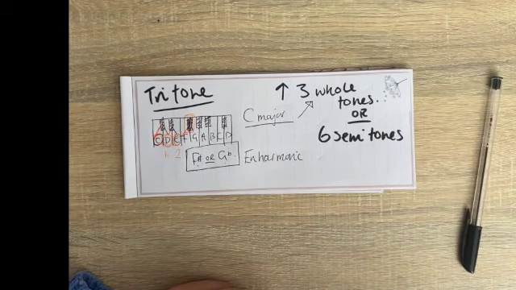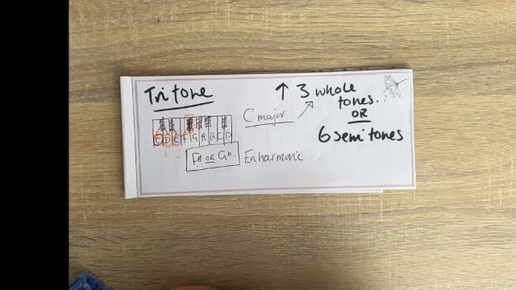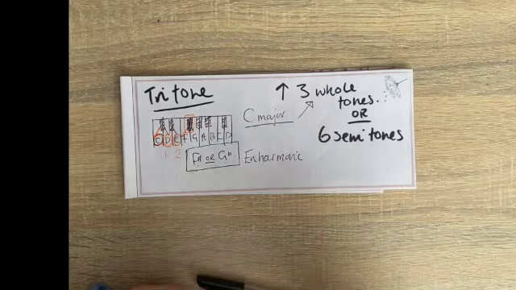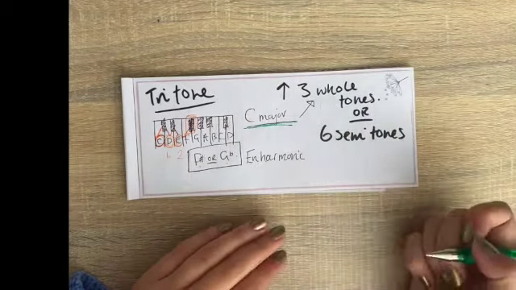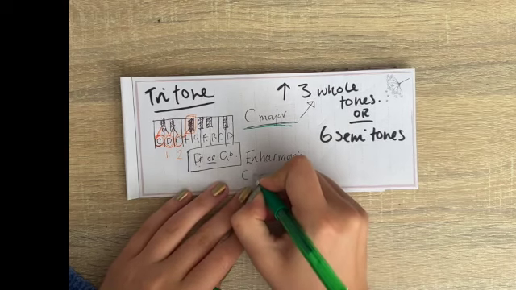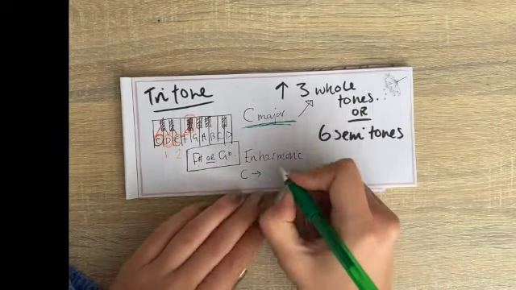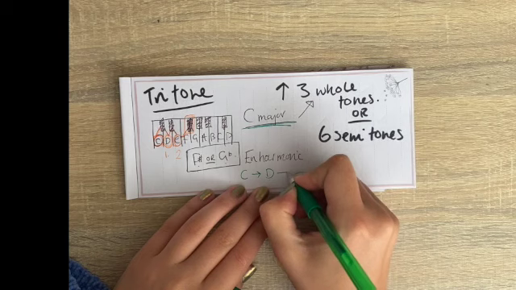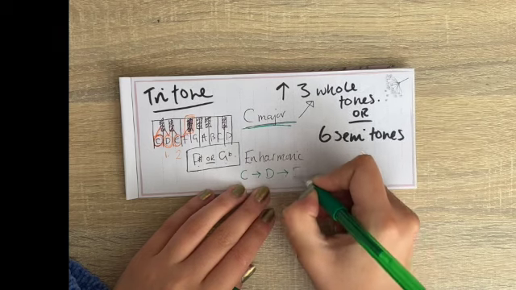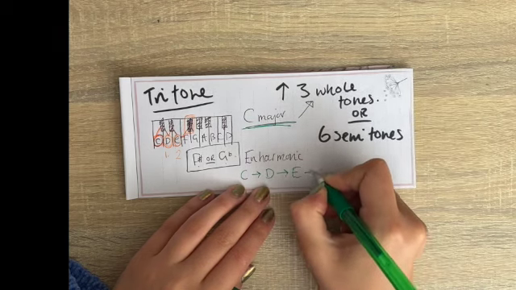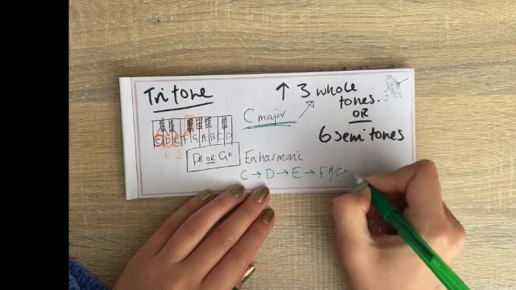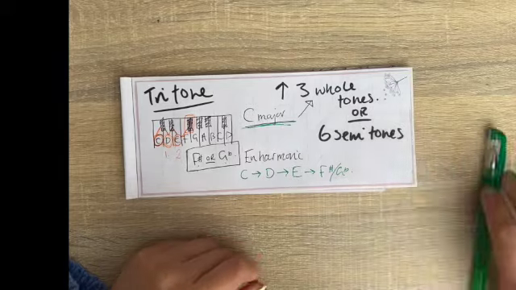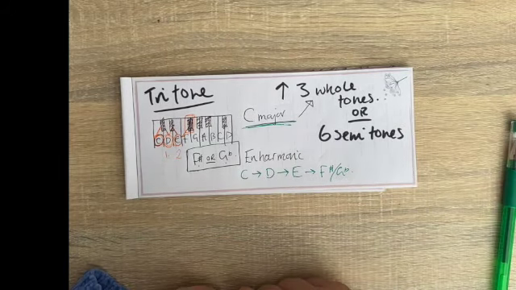So looking back at what we've just done, we started off with our C major here, and we went up 3 whole tones. So we went from C, up a whole tone to D, up a whole tone again to E, and then finally up another whole tone to our F sharp or G flat. And that is one way that you can work this out.